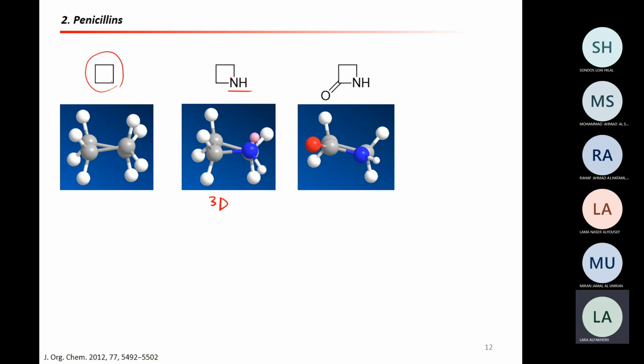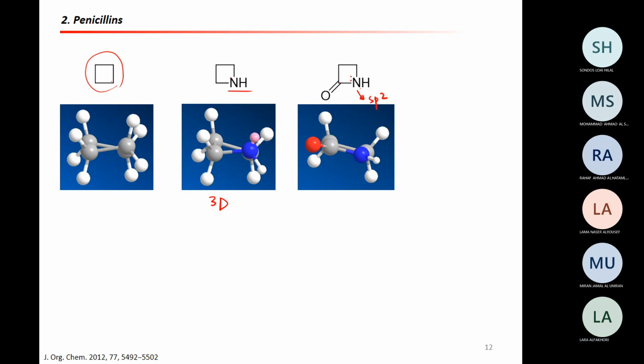الأزيتيدينون أو البيتا لاكتام. Look at the 3D structure. In particular, the nitrogen, the carbonyl carbon with oxygen, as you can see, are all on the same plane. Right. This indicates, look at the hydrogen that is attached also to the nitrogen. All of them are on the same plane. This indicates what? What is the hybridization of this nitrogen? sp2.